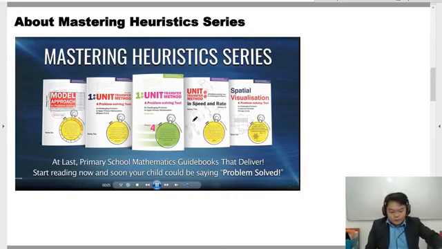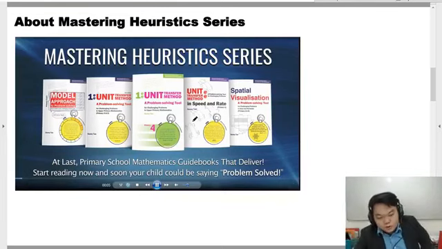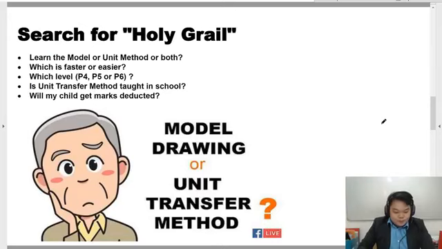For today's topic, you notice that we will be discussing UTM and model. These are the 2 books over here, which are quite different in the way they are presented, but the fundamental mathematical idea is very sound. Okay, now let's talk about the search for the Holy Grail. Should we learn the model or the unit transfer method or both?